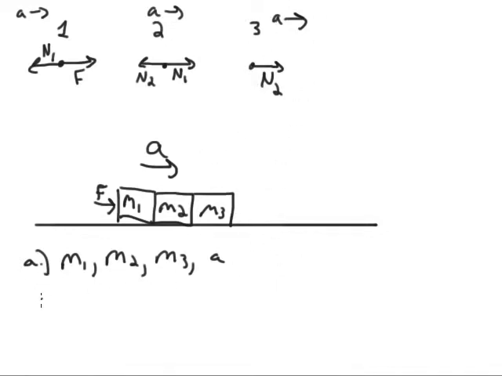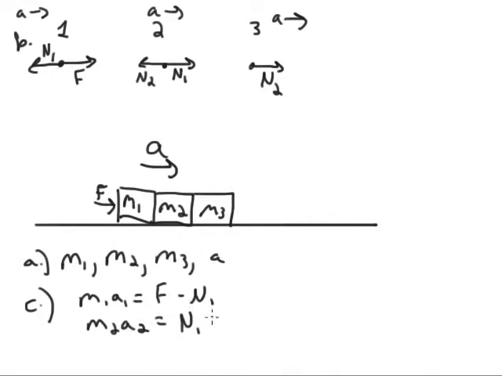So the next part is C, write down Newton's second law for each mass. So we'll say M1A1 equals, and we'll look at this. We said to the right was positive, so we're going to have a positive F, and then a negative N1. We'll have an M2A2. We have a positive N1, N1's pointing to the right, and then we have N2 pointing to the left. And over here, we'll have an M3A3, and we only have N2 pointing to the right, so all we have is a positive N2.